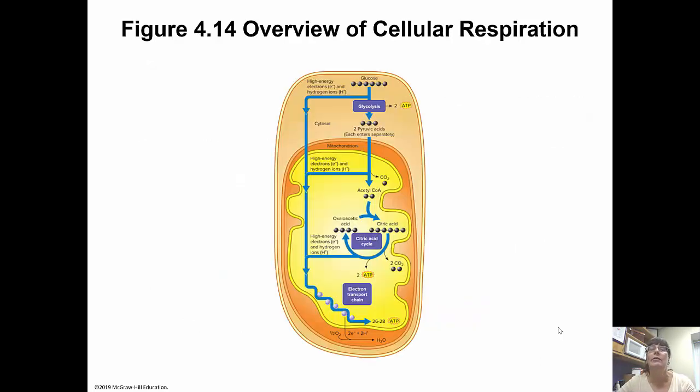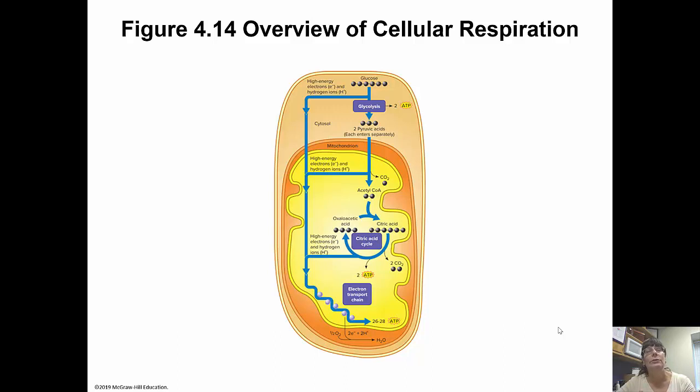So here's an overview of the whole shebang. You have glycolysis, which is anaerobic in the cytosol. A 6-carbon glucose is cleaved down into 2 3-carbon pyruvic acid molecules. Then each pyruvic acid molecule is going to combine with coenzyme A. Coenzyme A is going to chop off a carbon and leave you with acetyl coenzyme A. Carbon dioxide is given off in the process.